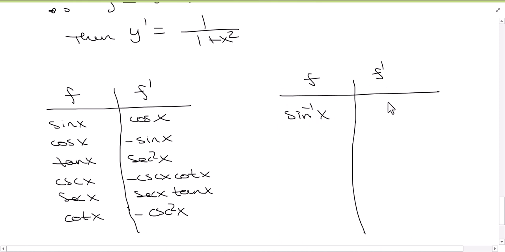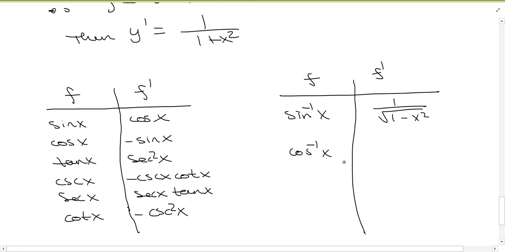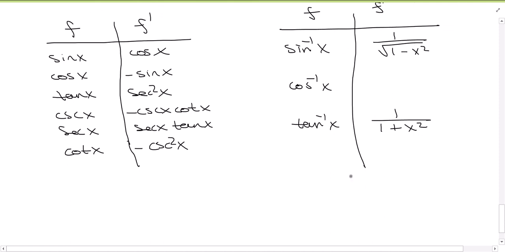So now for inverse trig, if I have f and f prime, now I know that inverse sine of x, the derivative is 1 over the square root of 1 minus x squared. I asked you to find cosine inverse of x on your own. And we have tangent inverse is 1 over 1 plus x squared.